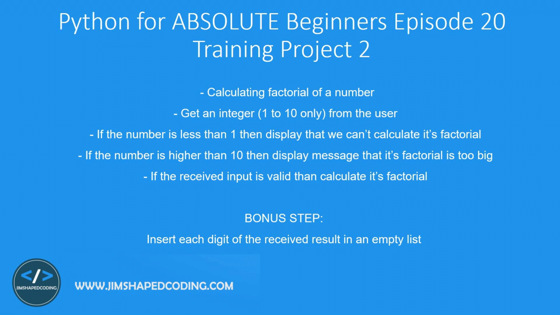And if the received input is valid, then it is our time to actually calculate the factorial of a number. And we have a bonus step. We want to insert each digit of the received result in an empty list. So as you know already, feel free to stop the video right here for whatever amount of time you want, and once you feel you've finished, continue to the solution to see that you've done well. So let's go to our PyCharm to resolve this.